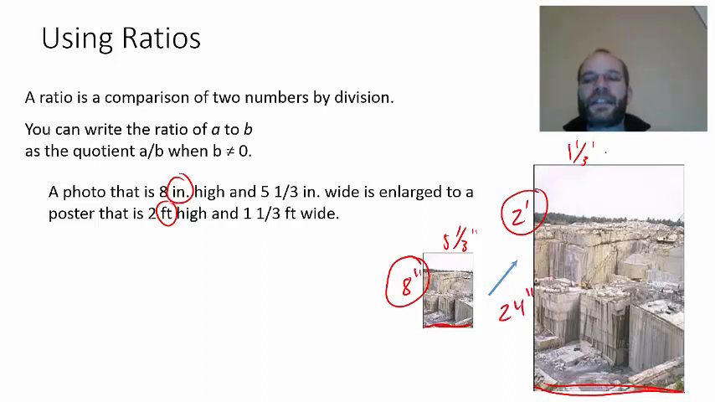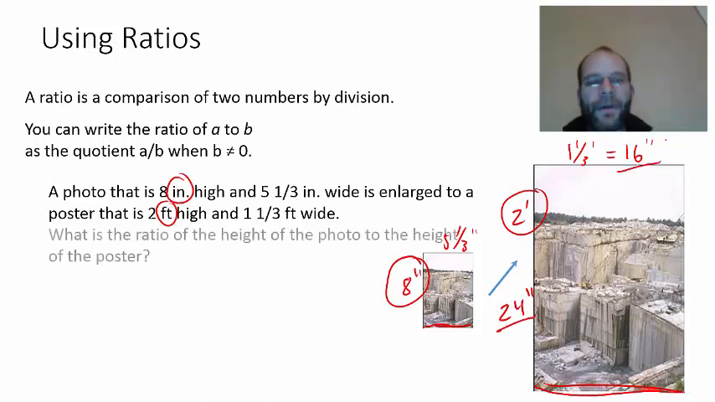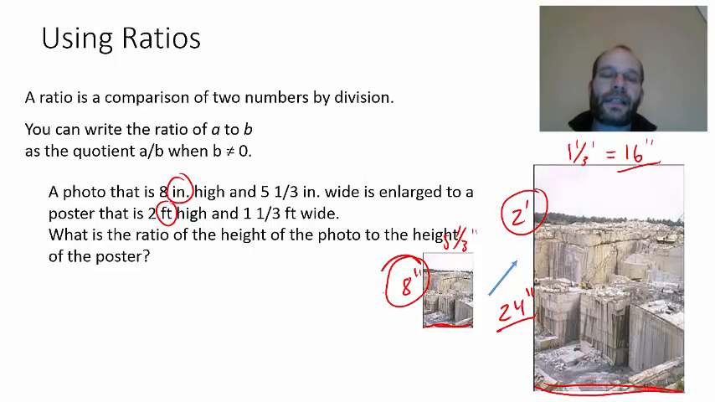1 1/3 feet equals 16 inches. A foot is 12 inches, and 1/3 of a foot is 4 inches. 12 plus 4 is 16. So now we've got these values in inches, and they're a little bit easier to compare. So suppose the question is asked, what is the ratio of the height of the photo to the height of the poster? The height of the photo, 8 inches, to the height of the poster, 24 inches.